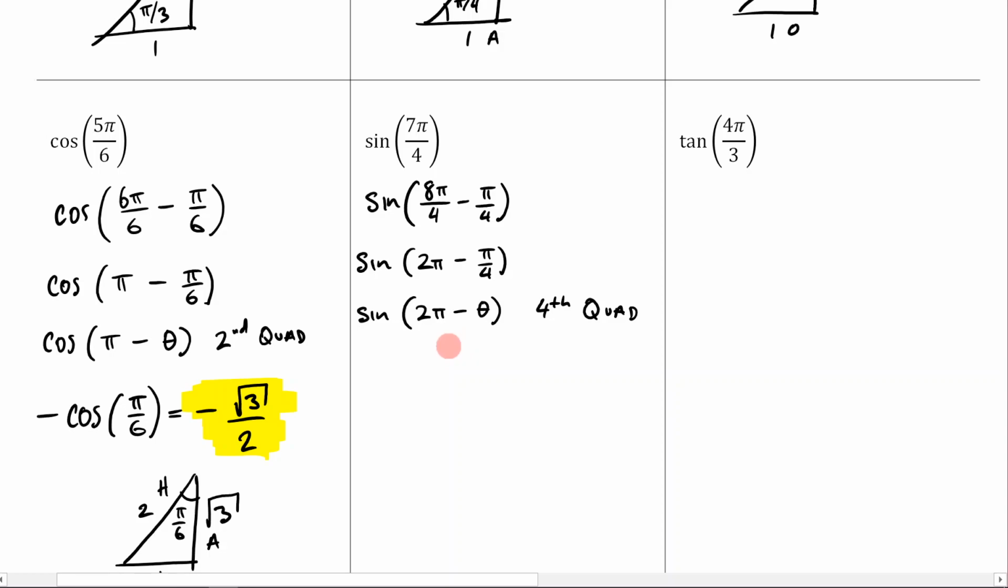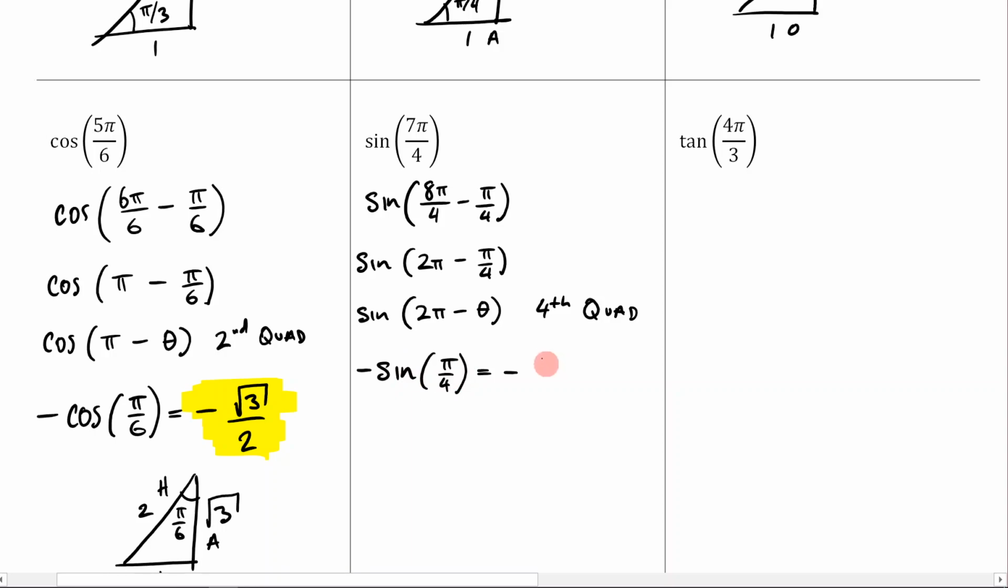Now we have to ask ourselves, is sine positive or negative in my fourth quadrant? Well, it's going to be negative, so my answer is going to be negative sine of the angle. The angle in this case is pi on 4, so I put pi on 4 in there. Negative sine pi on 4, well, what's sine of pi on 4? I know my answer is going to be negative, so now the question is what is sine pi on 4?